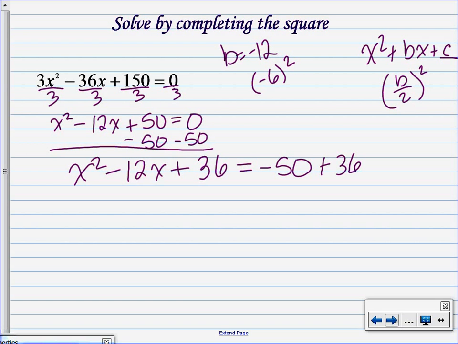Okay, so what's my binomial over here? X minus 6. Nice. Good. It's minus because this is a minus. And that equals what? Negative 14. I haven't square rooted it yet, so we don't go plus or minus till I square root, right? Okay.